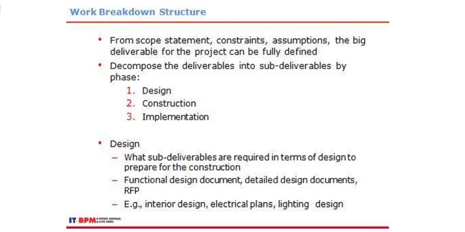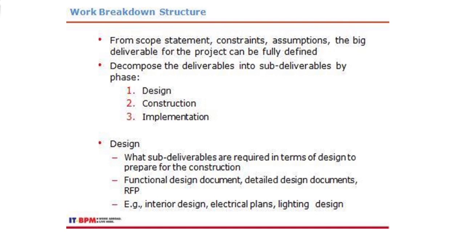So in slide 2, in work breakdown structure, from scope statements, constraints, and assumptions, the big deliverable for the project can be fully defined. Decompose the deliverables into sub-deliverables by phase. Number 1 is design, 2 is construction, number 3 is implementation. So design. What deliverables are required in terms of design to prepare for the construction? Functional design document, detailed design documents, RFP, interior design, electric plans, and lighting design.